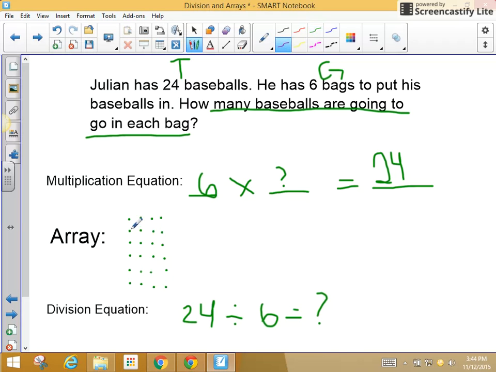Now I'm going to circle how many columns I have, and that's going to be my answer to my problem. So here's 1, here's 2, hard to do this, here's 3, and here's 4. Okay, so now I have 4 columns. It's a little hard, but you can count 4 columns.